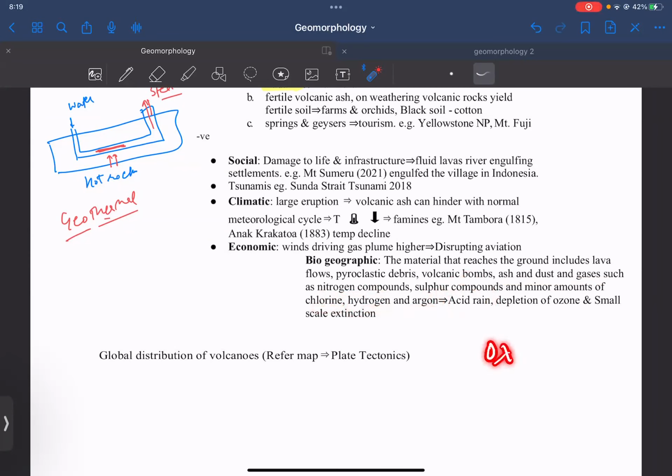Nitrogen oxides and sulfur oxides. UPSC has asked this directly as well. How is acid rain formed? It is formed through sulfur oxides and nitrogen oxides. Keep this in mind.